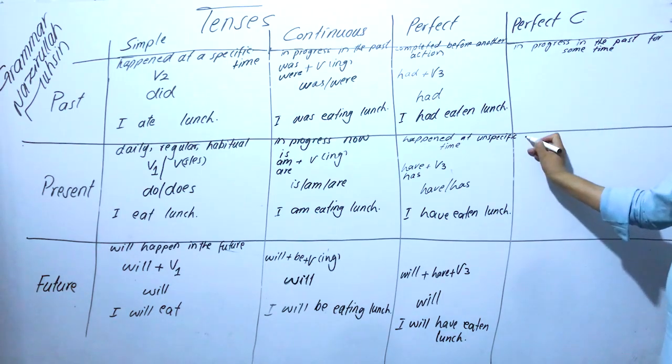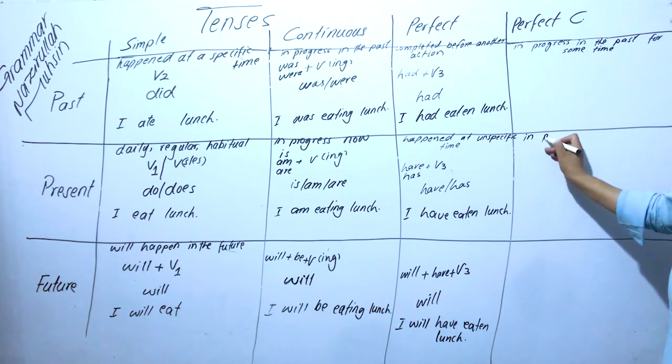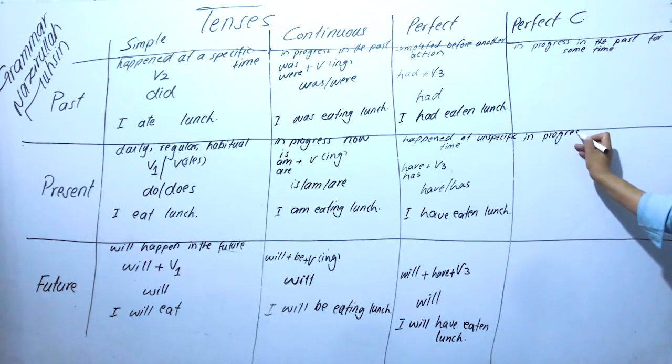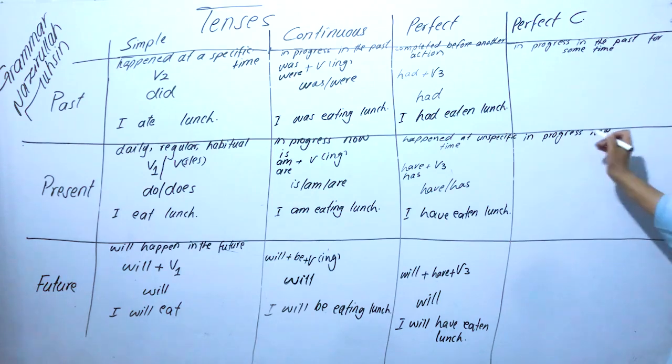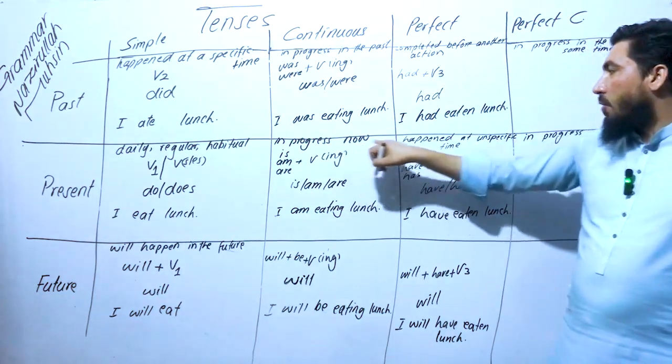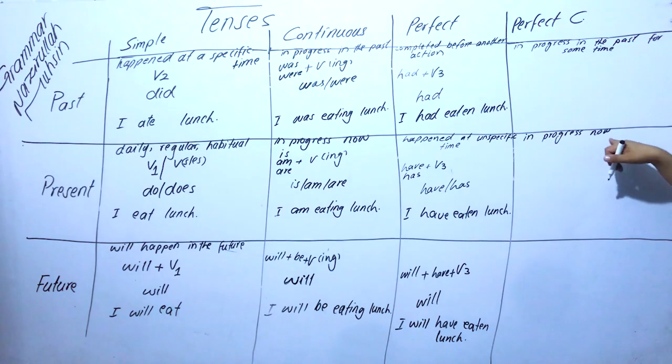Present perfect continuous: in progress now. Present continuous: in progress now. Present perfect continuous: in progress now but started in the past. خبره د مودې ده.